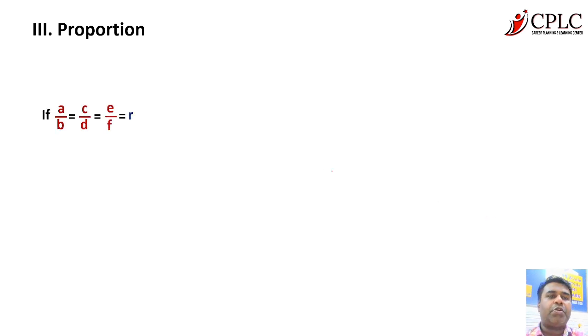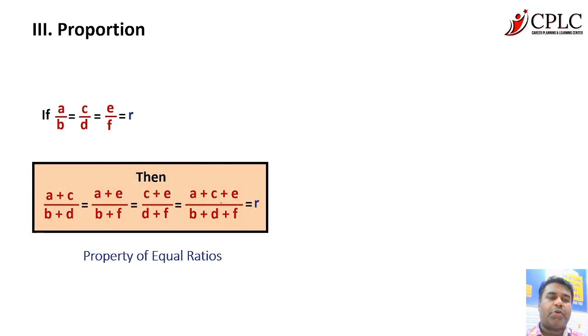Another thing: if A upon B is equal to C upon D is equal to E upon F is equal to R, any constant R, then the property of equal ratios says that if you add the numerators, A plus C upon B plus D will be equal to C plus E upon D plus F, equal to A plus C plus E upon B plus D plus F. This is known as the property of equal ratios. Simple. Just add the numerators of two or three fractions, add the denominators, and they will be equal. A very important and very simple property to learn.